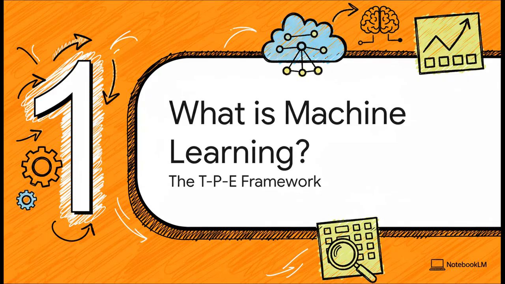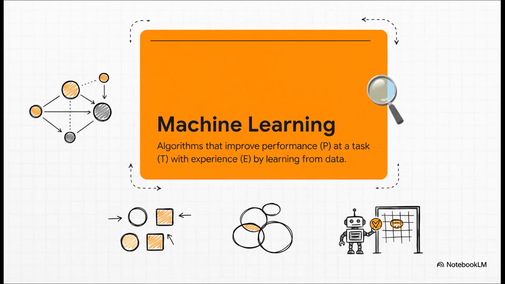All right, first up, what is machine learning, really, like at its absolute core? To wrap our heads around it, there's a really simple but super powerful framework we can use. Now, the official definition might sound a little academic, but stick with me because it's actually super useful. A system is said to learn if its performance at some task gets better with experience. See? PTE. This is the key.